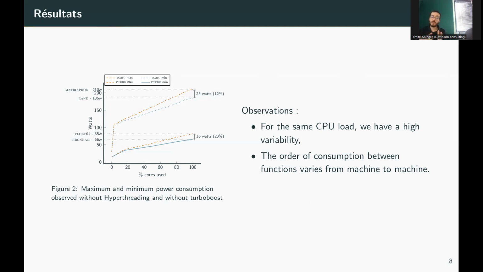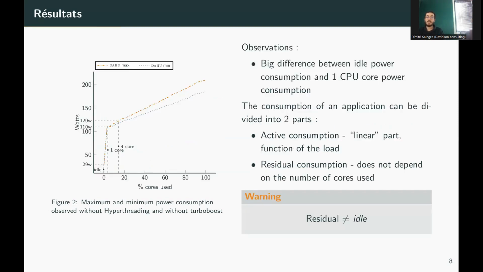For example, on the smallest server, float64 is the most expensive program, but on the biggest server, matrix prod is the function that consumes the most energy. So a given program, even if it is very stable, won't consume the same energy on different servers. And even if you have a list of programs, the order of consumption will be different depending on the server. Also, one key observation is that there's a big difference between idle power consumption and the power consumption you have at one core.